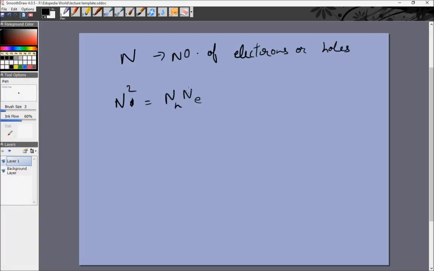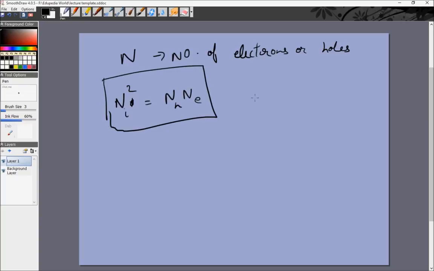Whether positively or negatively doped, whether doped with acceptor impurities or donor impurities, doesn't matter. It doesn't matter which is greater and which is smaller. This will always be true. So as the number of acceptor impurities is added, the number of holes will increase, and correspondingly the number of electrons will decrease, such that this result will always be valid. This n is also sometimes referred to as Ni, or the number of intrinsic charge carriers.